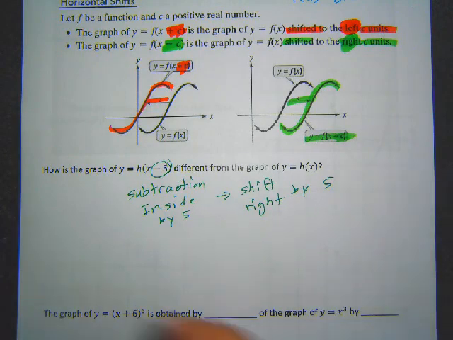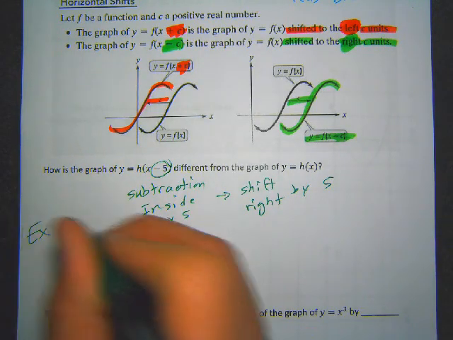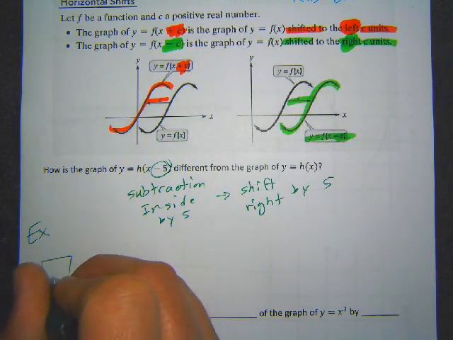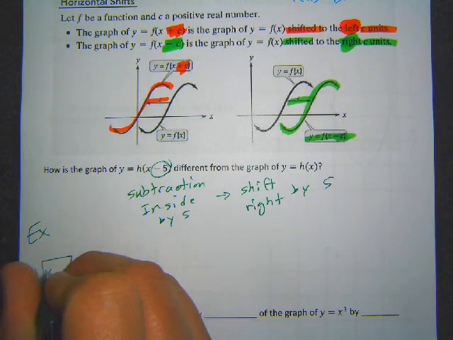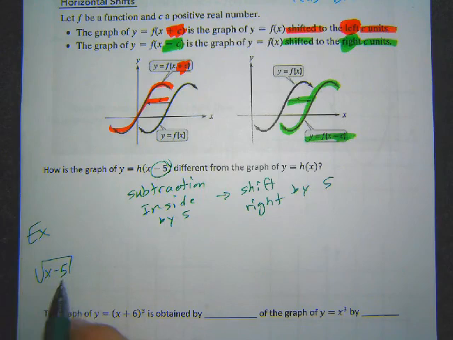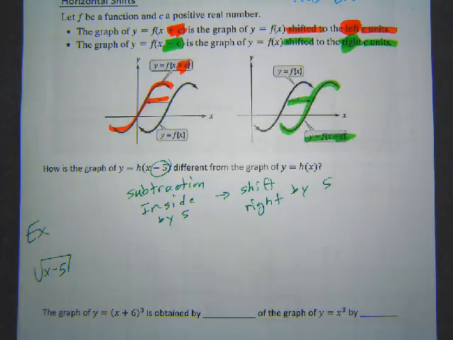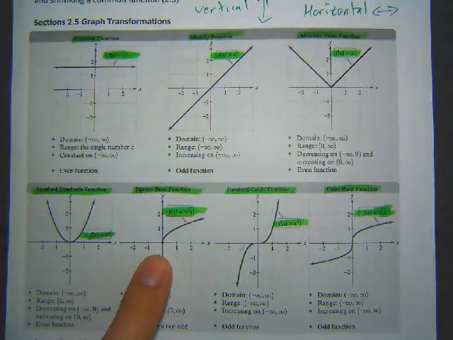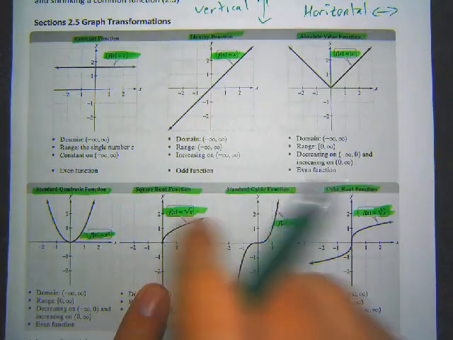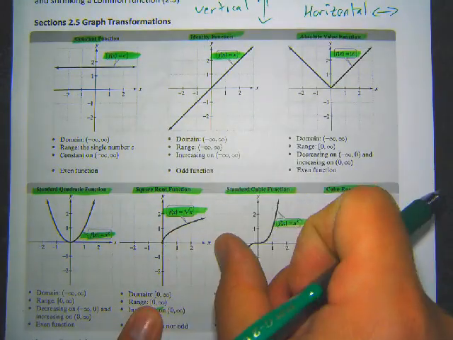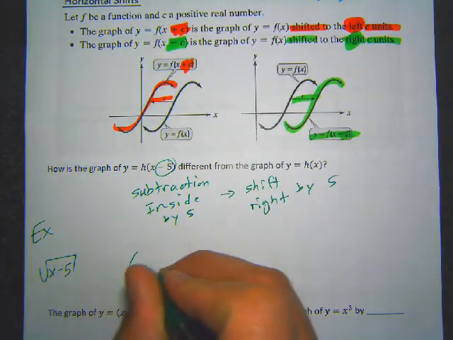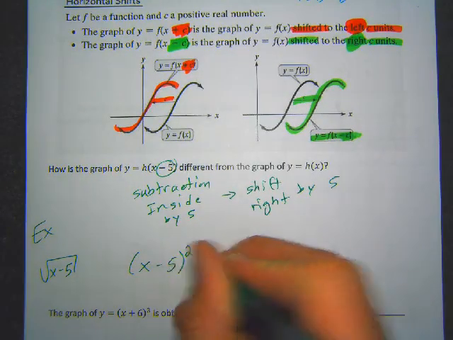So for example, if you had the square root of x, well, if you take that and you put in x minus 5, then that's going to be that square root function shifted to the right 5. So it's going to be the square root function, but just take the whole thing and move it 5 over to the right. So it won't start at 0, it'd start over at 5. Or you could have the x squared function where you have x minus 5, that squared.